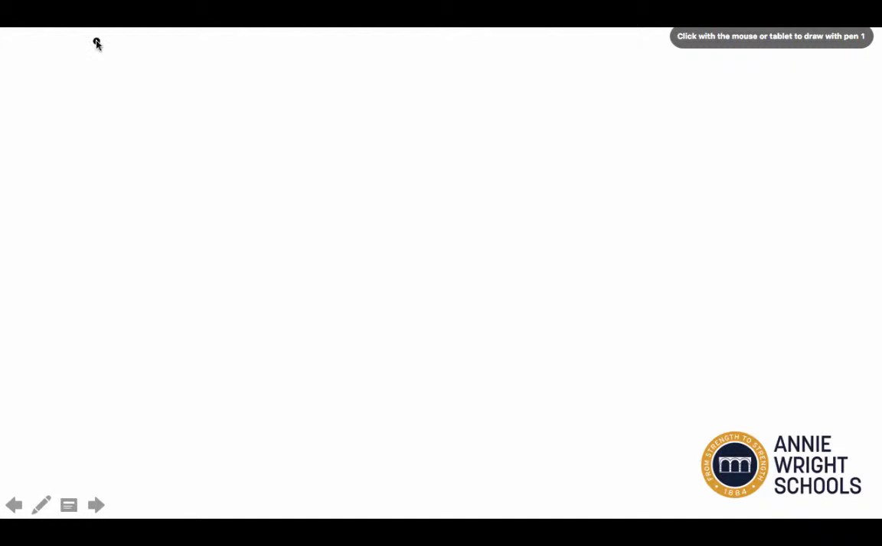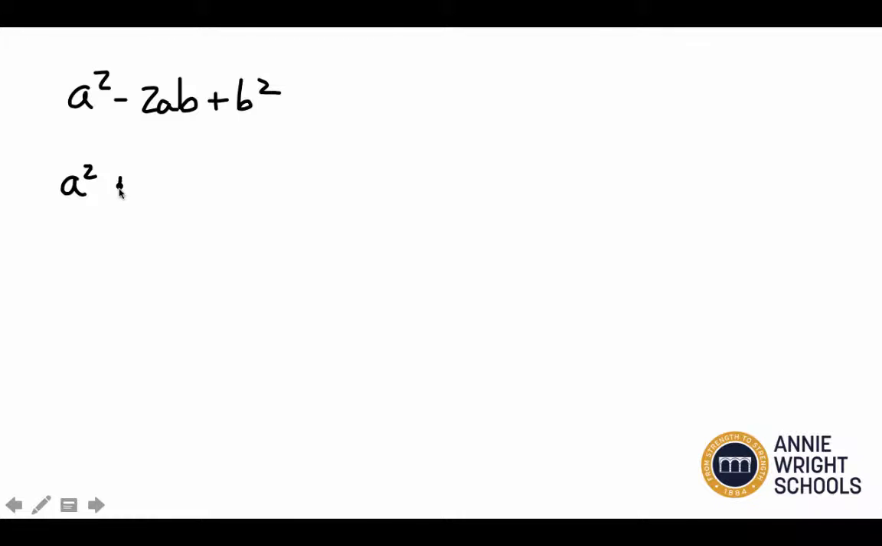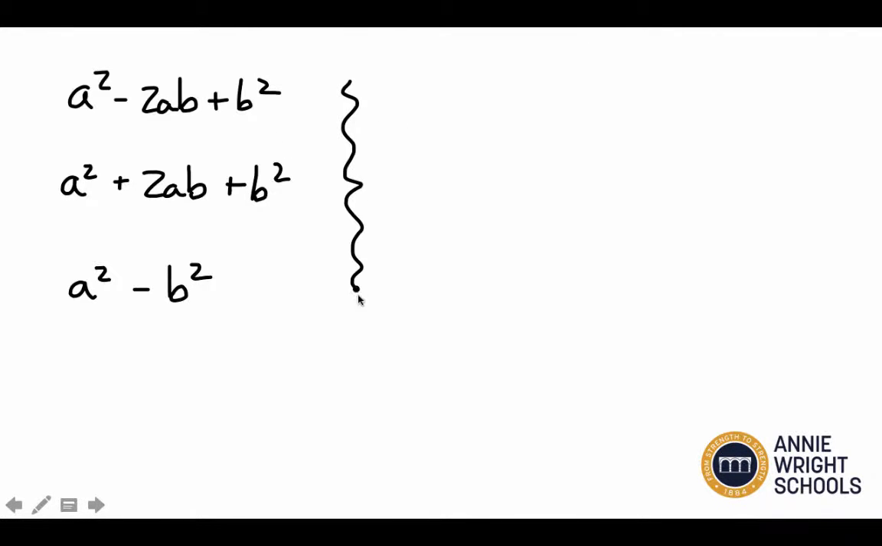Algebra 2 students, you've been factoring. Let's take a look at three very special forms: a squared minus 2ab plus b squared, a squared plus 2ab plus b squared, and a squared minus b squared. You've been factoring quadratic trinomials, and some quadratic trinomials fit this pattern. These patterns you can find by using all the rules of factoring I have given you.